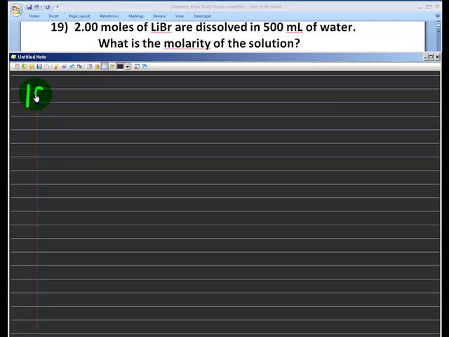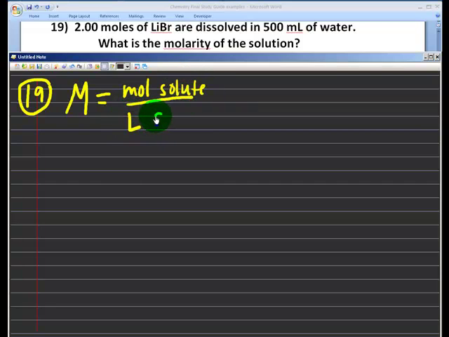So now you want to skip to number 19. So in your chemistry final study guide, let us start number 19 together. So this is a solutions problem where we dealt with molarity. And that's what your problem is asking for. So with molarity, big M, that means molarity. Molarity equals moles of your solute over your volume, which is liters of your solution.